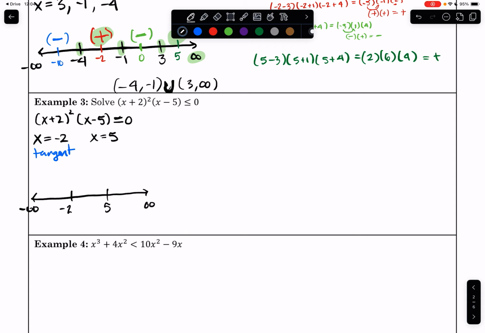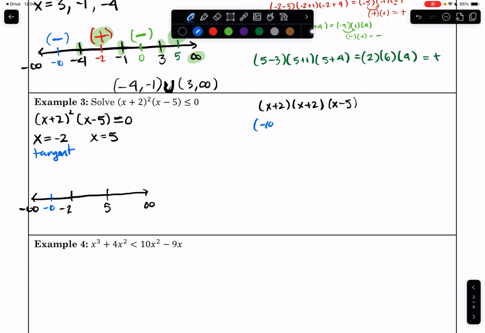And not to sound like a broken record, but I put them in this order because that's the order of our number line from least to greatest. And now I am going to pick numbers that fall within this boundary region right there, okay? Now, x plus 2 to the second power, remember, means x plus 2 times x plus 2. And then we have an x minus 5. So we're going to start by picking a number that falls within negative infinity to negative 2, like negative 10.